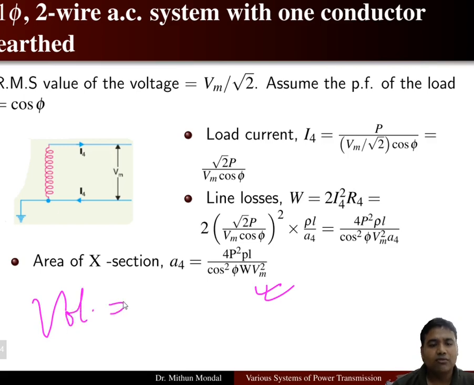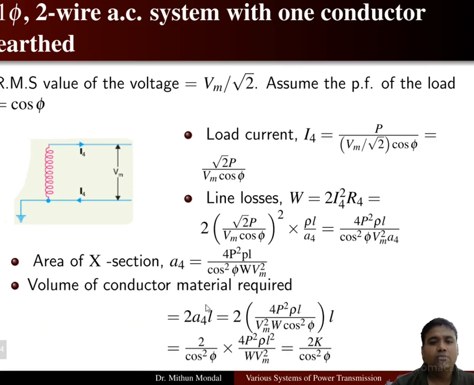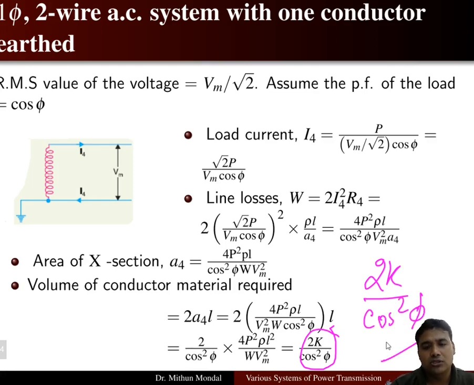Next thing we are going to determine is the volume. What is the volume? We have two conductors and area into length, A4 into length. So determine the volume then. The volume of the conductor material, after some manipulation, we are getting 2K by cos square phi. So the comparison remains the same as the DC 2-wire with one conductor earthed. So you are getting 2K by cos square phi.